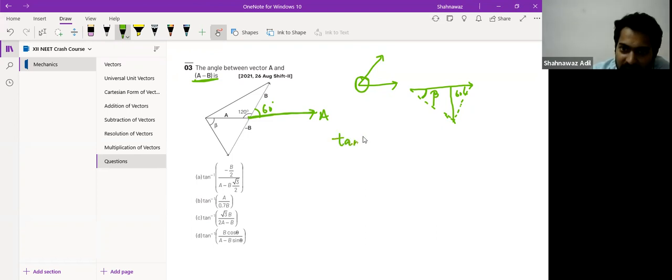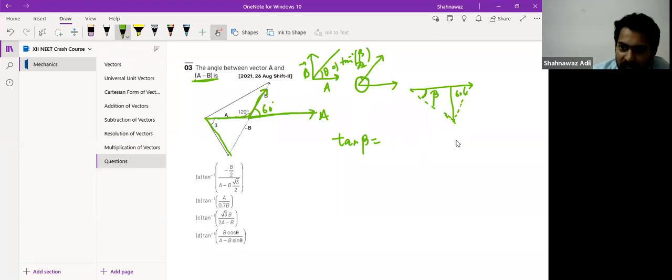What was the angle? Tan beta. Yes. Tan inverse of B by A. That was for the perpendicular vectors, Anna. So if your A and B are perpendicular, then this theta will be tan inverse B by A. But here it is not perpendicular. This and this, or this and this, A and B are not perpendicular.